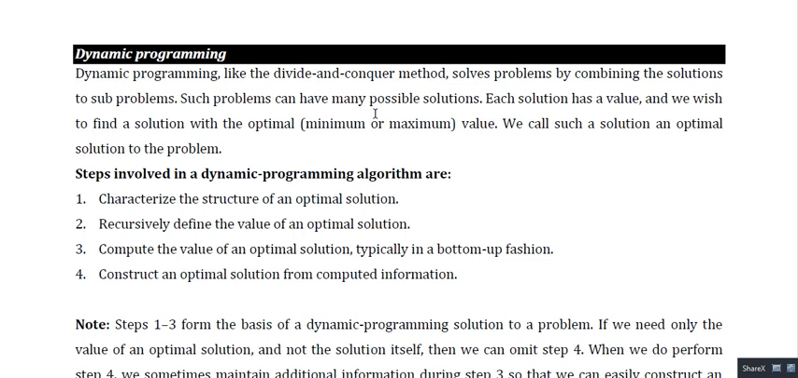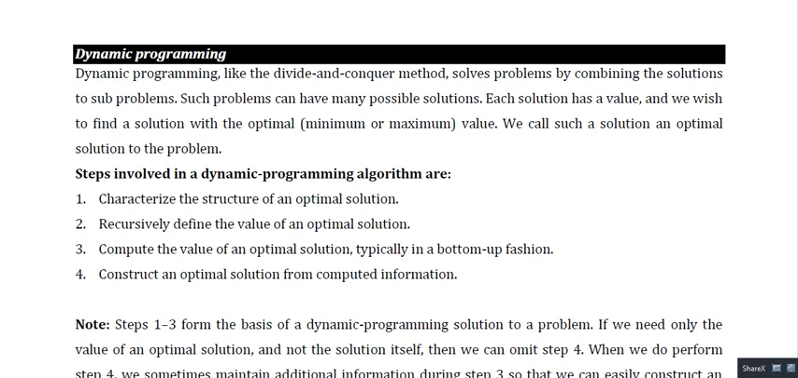For example, we want to get the name of the student having the highest mark. So in that case, optimal value means the maximum value. And similarly, we want to get the name of the student with the highest rank. So in that case, optimal value means the minimum value, right?